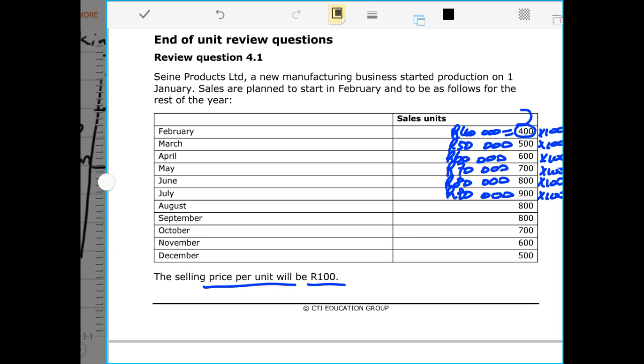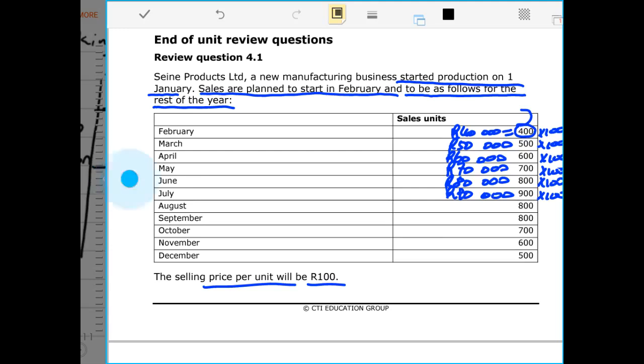So now why is that the case? Is because it was stated that the business will start production in January. However, sales are planned to start in February and to be as follows for the rest of the year. So that means we produce this month, we sell next month. That's what this simply means.